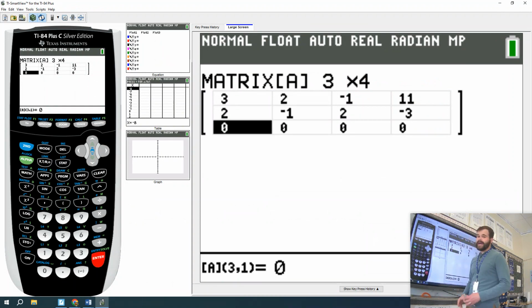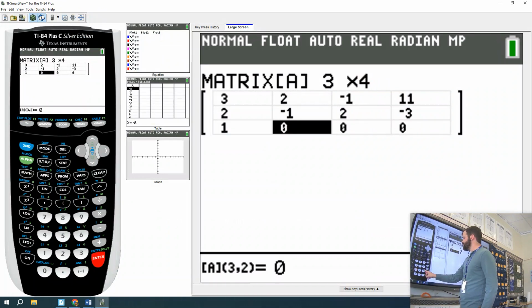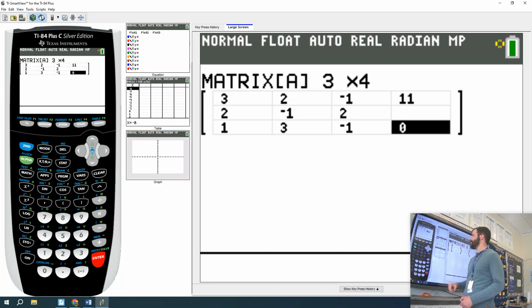negative 3. As you're putting these in here, make sure that you use negatives and not minus. So make sure you're using that negative button. Next up we're going to do 1, 3, negative 1, 8. So 1, enter, 3, enter, negative 1, enter, 8, enter.